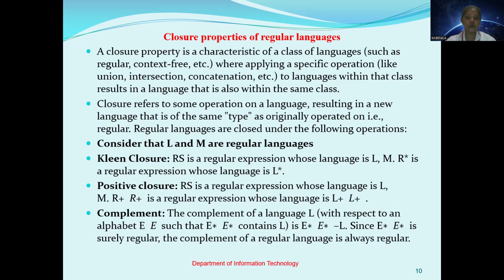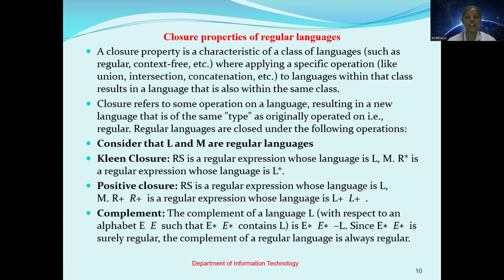Regular languages are closed under the following operations. L and M are regular languages. Kleene closure: R is a regular expression whose language is L, then R star is a regular expression whose language is L star. Positive closure: R is a regular expression whose language is L, then R plus is a regular expression whose language is L plus.